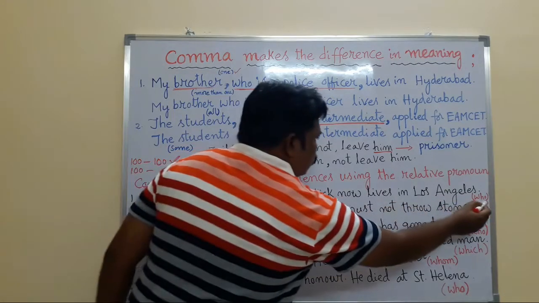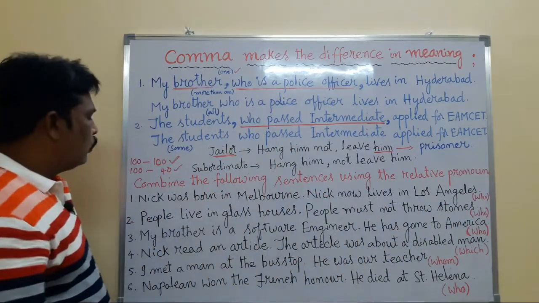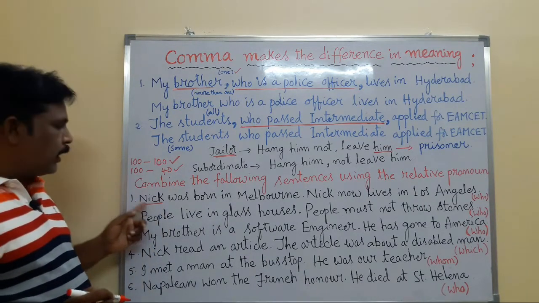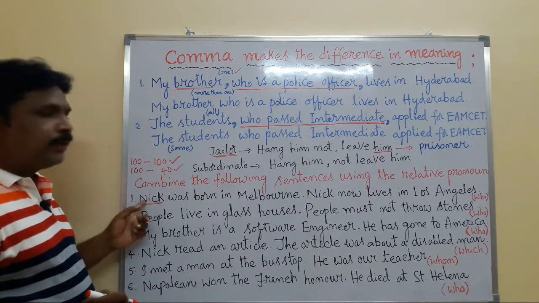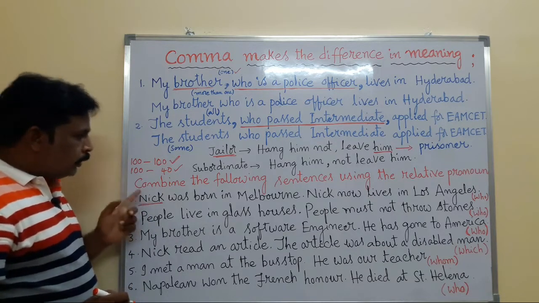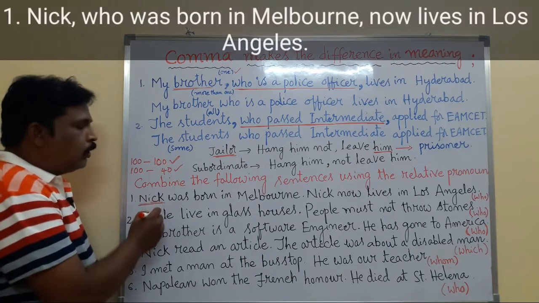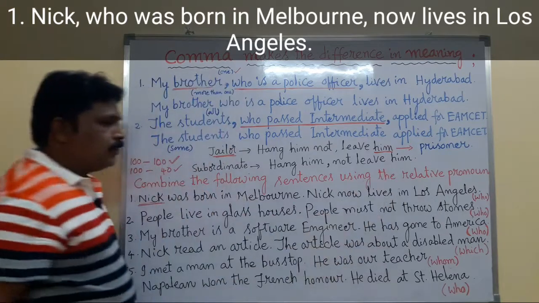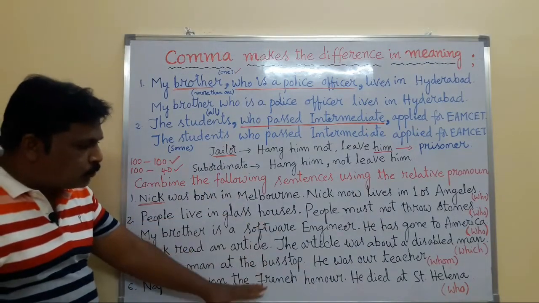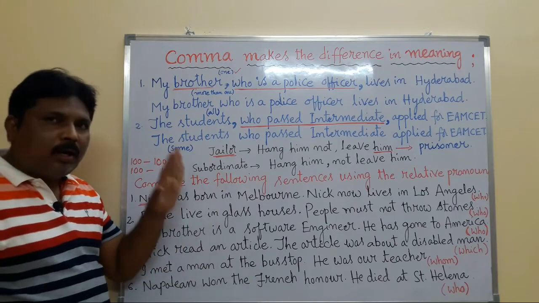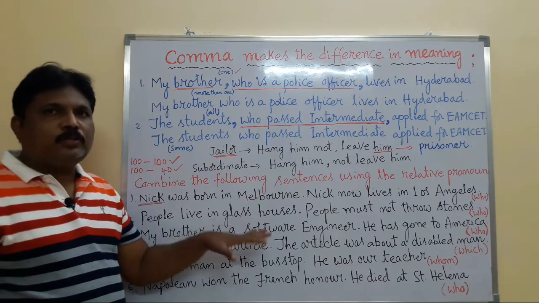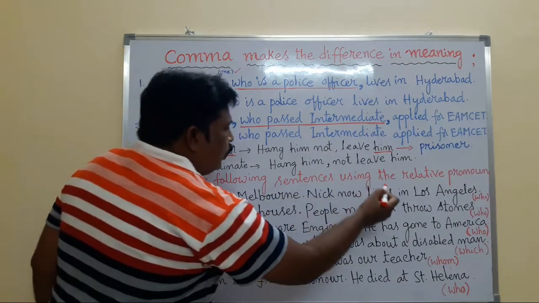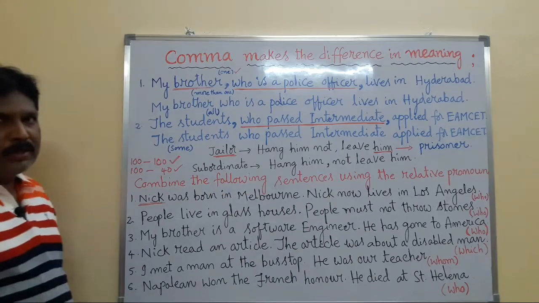So who, to combine the two sentences using who. Here Nick is the noun, the name of a person. The antecedent is self-identified one. So Nick, so this is the proper noun, comma, who was born in Melbourne, comma, now lives in Los Angeles. As there is no sufficient space on the board, I will display all the answers on the screen. Dear students, you observe them. Nick, comma, who was born in Melbourne, comma, now lives in Los Angeles. That is the answer for the first one.